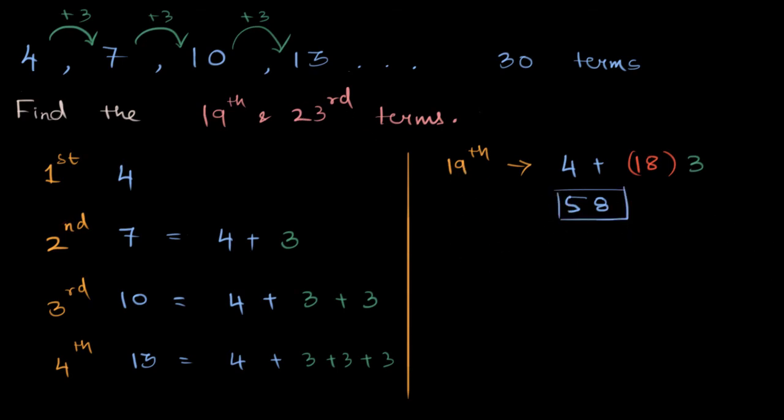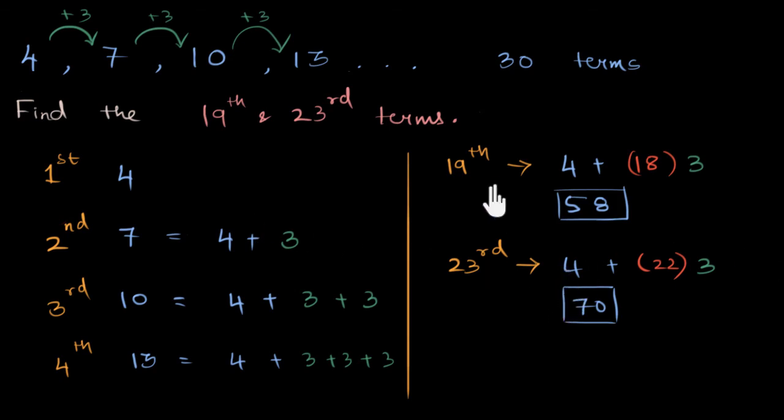What else do you want? 23rd term. 23rd term is going to be 4 plus 3 added 22 times. So 22 jumps will lead me to the 23rd term because 1 jump led me to the second term, 2 jumps to the third term, and so on. So 22 jumps to the 23rd term, and what's that going to be equal to? 66 plus 4, which is 70. So 23rd term is 70.